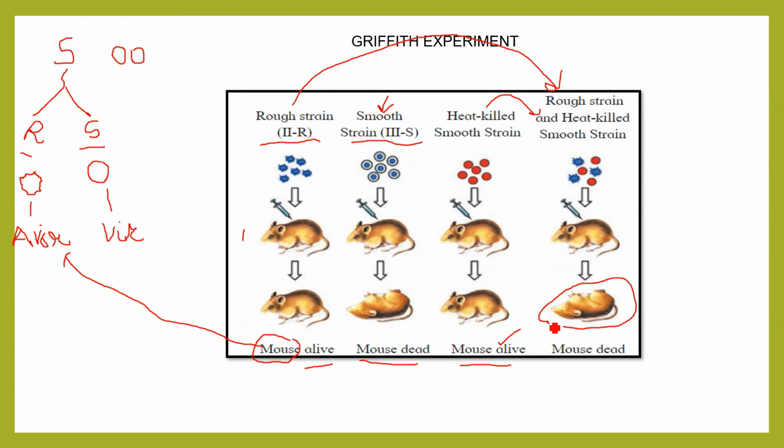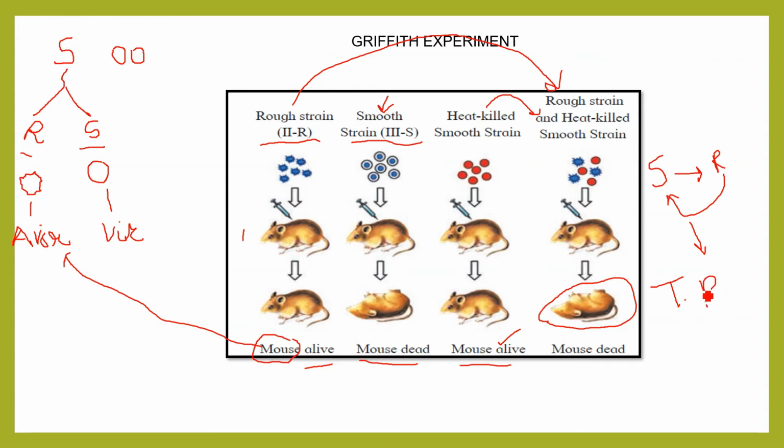He was very surprised. So in his conclusion, he said that something was there in this S type that has converted the R type into the S type, because S was already dead, R was alive. So something in the S type converted the R type into the S type, and thus caused the death of the mouse, and he named it the transforming principle.